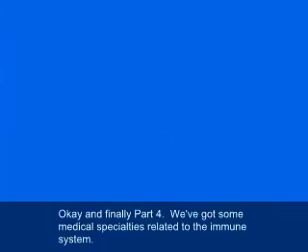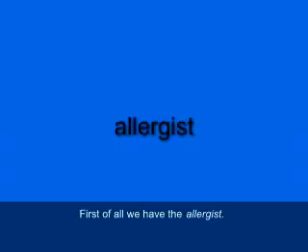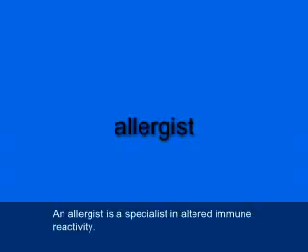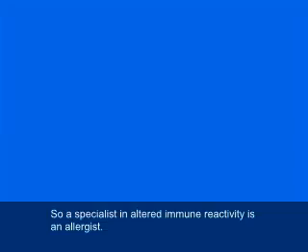Okay, and finally, part 4. We've got some medical specialties related to the immune system. First of all, we have the allergist. An allergist is a specialist in altered immune reactivity. Now, that's an important point. Remember, an allergy is when the immune system overreacts. It reacts to something it shouldn't react to. It reacts to something that's really harmless. So, a specialist in altered immune reactivity is an allergist.